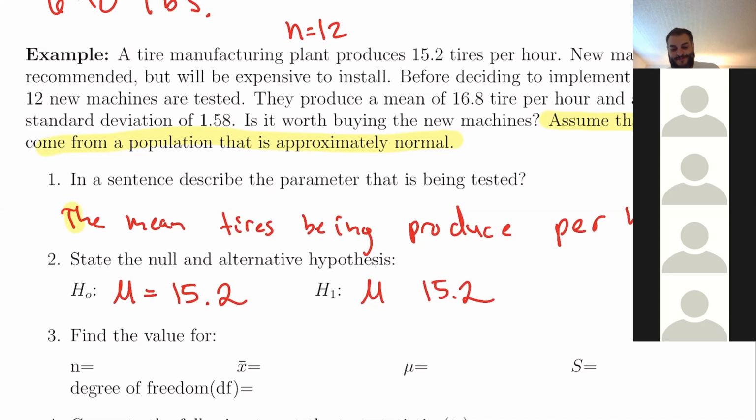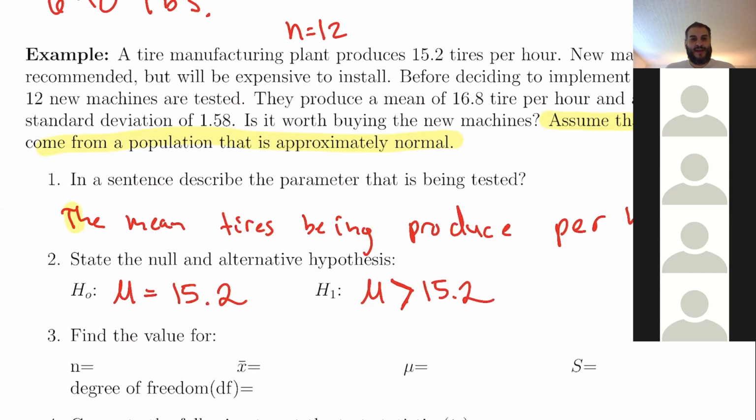Yeah, well, you can replace it when it's more than 15.2. Because if the new machine processing system gives me less than 15.2, then you really don't want it. Why would you want something that's producing less than what you already get? So we only want to see if it produced more than 15.2.